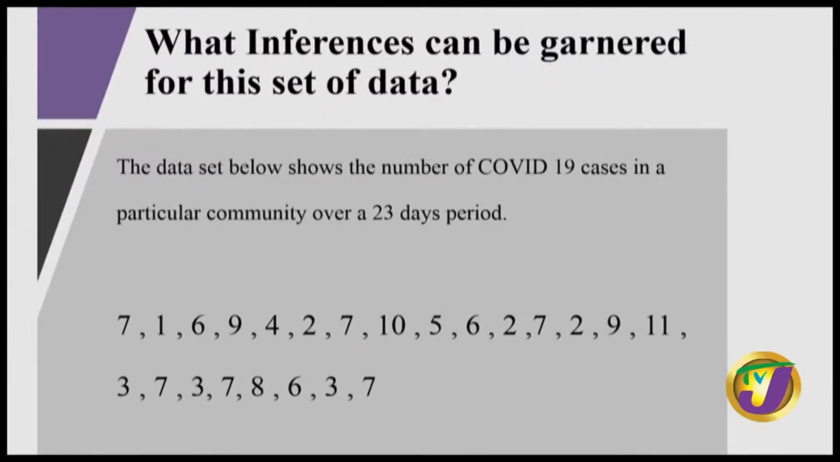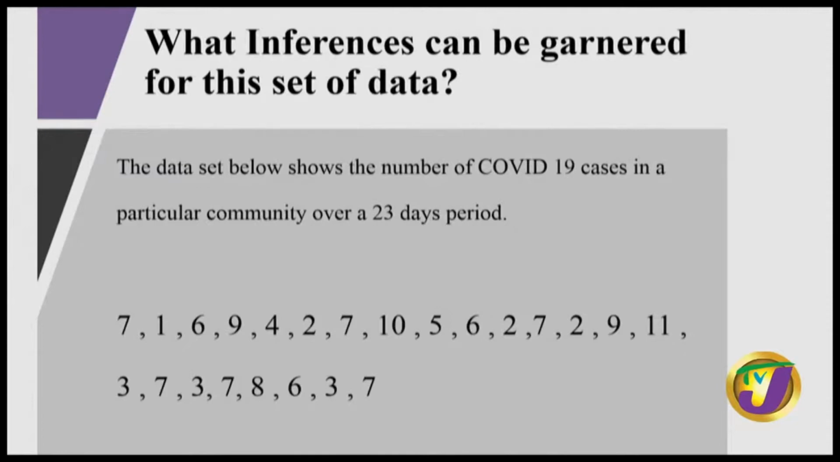All right, so here we have another set of raw data, right? Now, the data set below shows the number of COVID-19 cases. Well, I don't even like to mention COVID-19, right? But it is here, all right? So it is numbers in a particular community over a 23 day period. Now, here are the numbers, raw data.